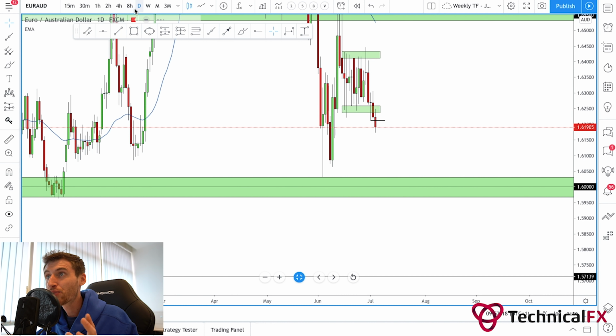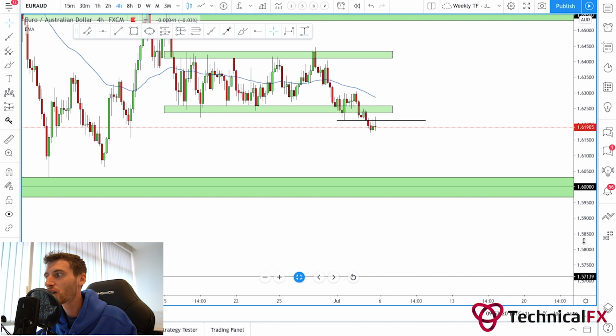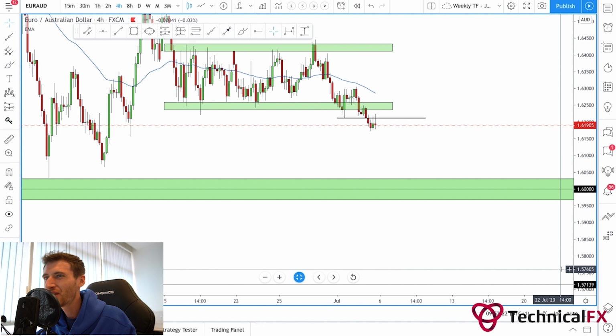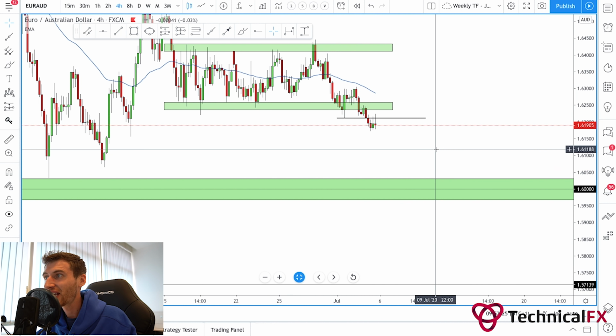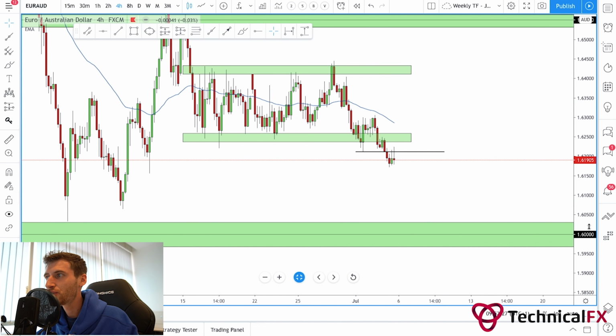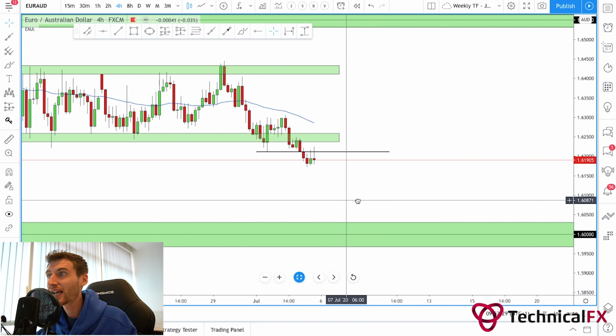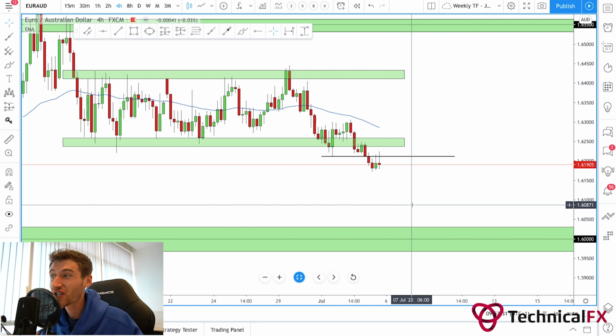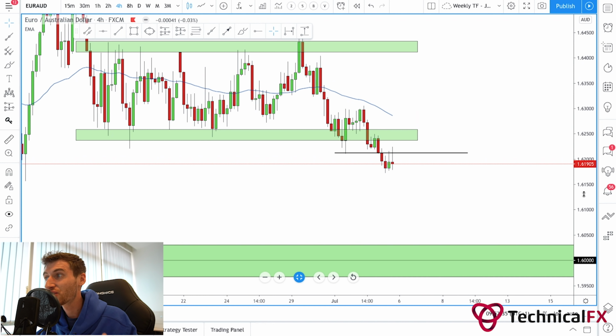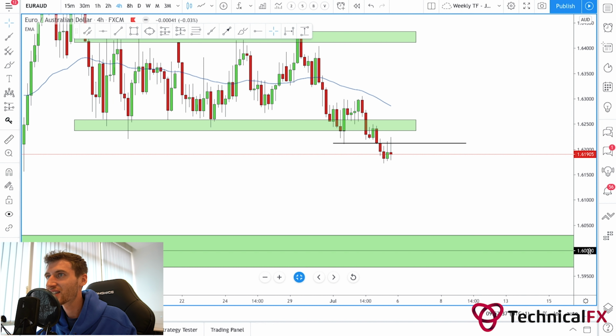But if we break through that region, then we have a lot more room into 1.57, 1.50. So overall here within Euro AUD, I'm most definitely bearish in this market unless we see the market structure shift. But at the moment, we've now seen the breakout to the downside and I'm now looking for the continuation into 1.6 down here.